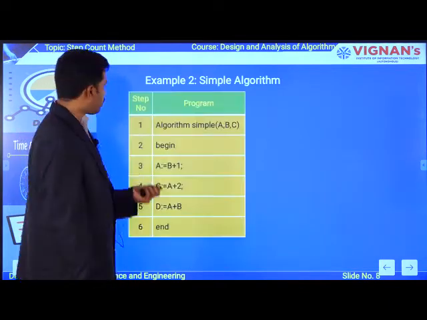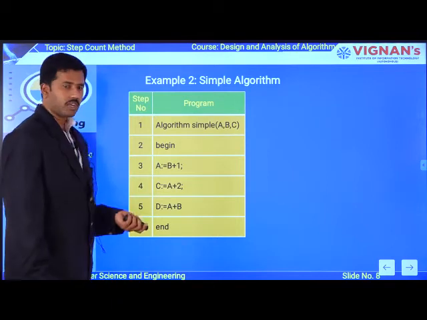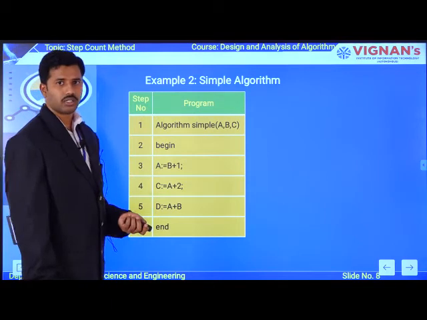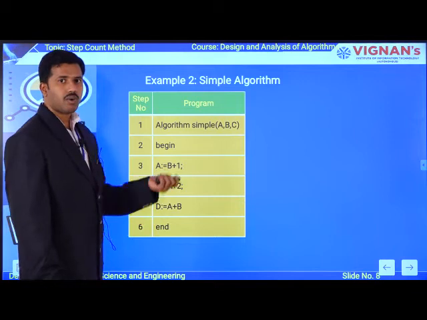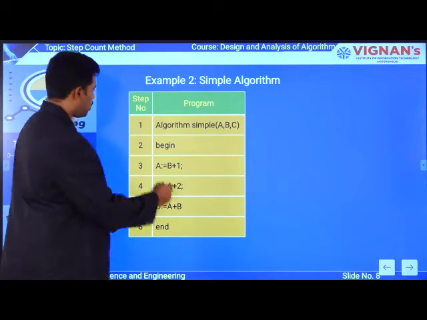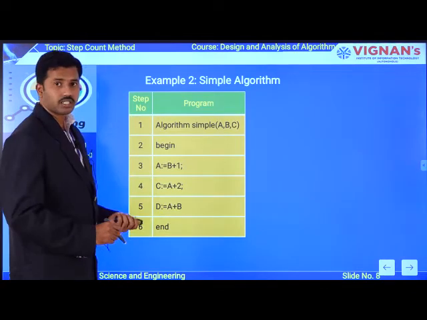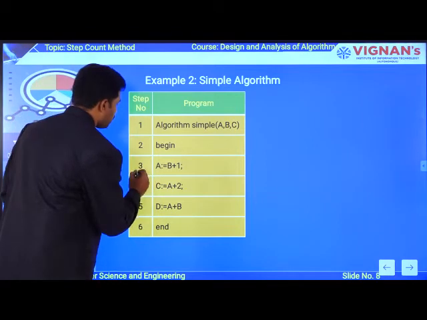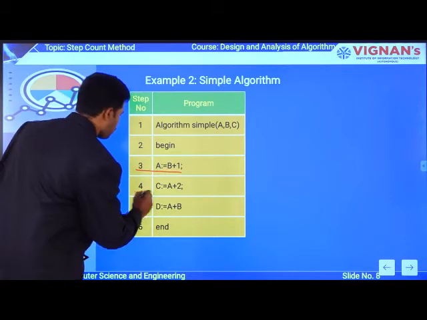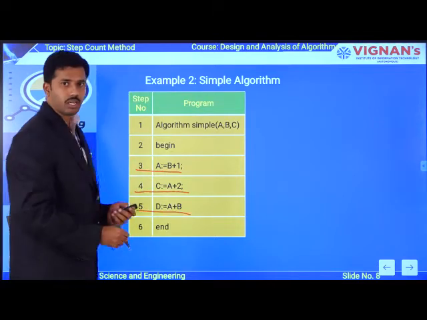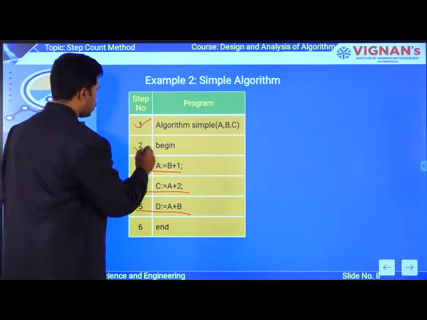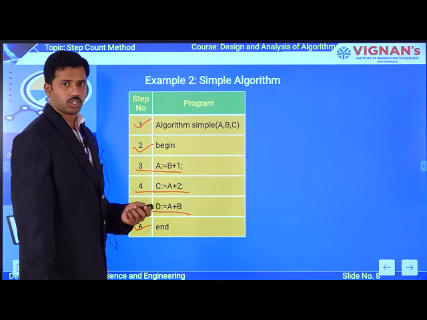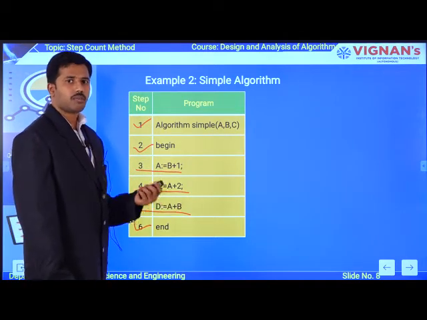Okay. If you observe this algorithm, how many instructions does it have? 6 instructions are there. Among the 6 instructions, what are the executable statements? Step number 3, step number 4 and step number 5 are executable. The remaining steps 1, 2 and 6 are non-executable. If it is non-executable, the step count value is 0.